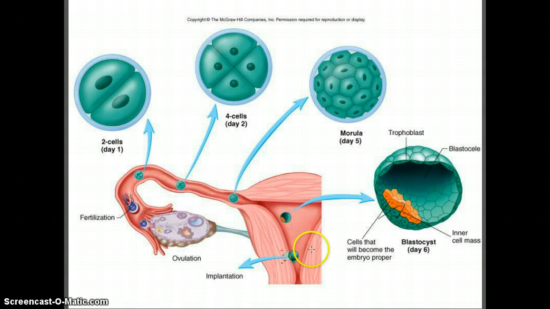Diagrammatically, here is what occurs. Ovulation, fertilization, and then the zygote before implantation. Implantation actually occurs around day 7 after fertilization.